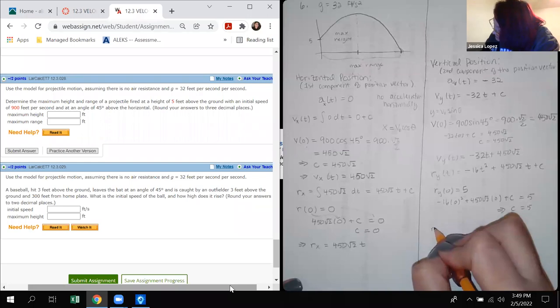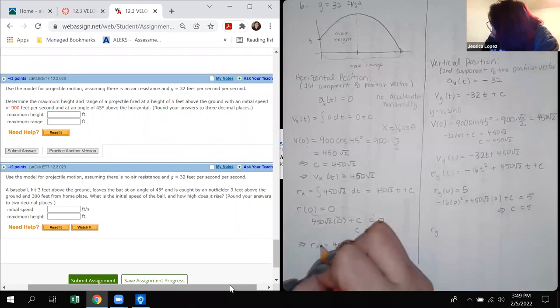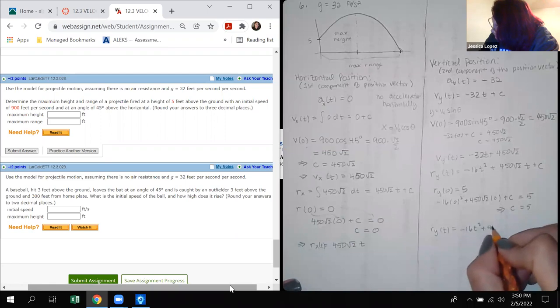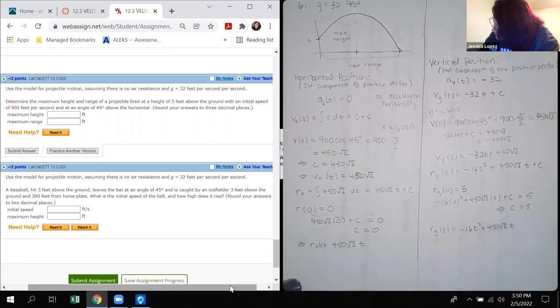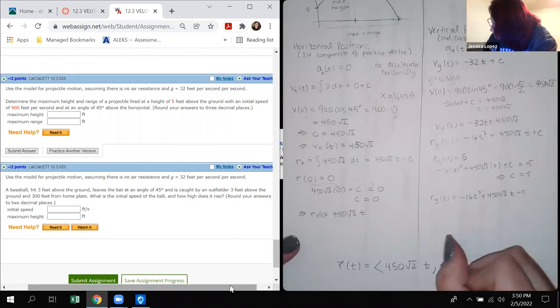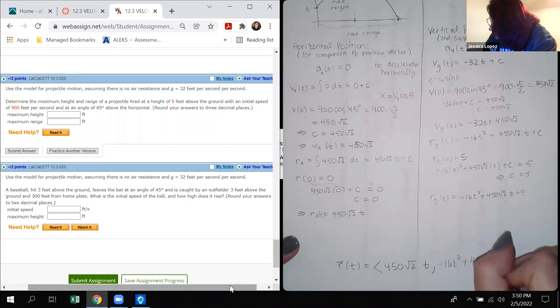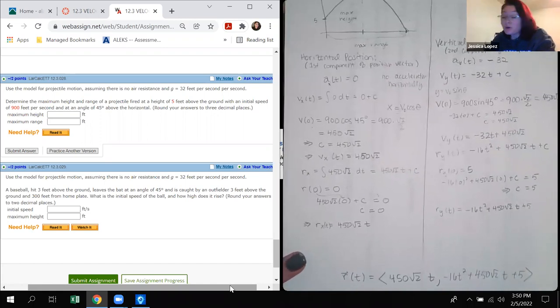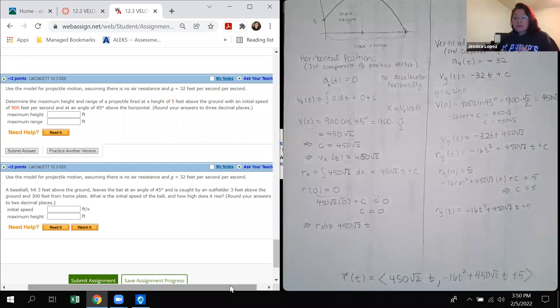And so then what do I get for my position function? I should have put a t there. It's okay though. I get negative 16 t squared plus 450 square root of 2 t, and then my constant, plus 5. And so now I know what goes in this position vector right here. Okay. Now that was a lot of work, but we're not done. We just barely found the piece that normally they would give us and then ask us for this information. So we basically just found what we need to start with. That's what makes this problem really, really long. So I still have to find the max height and I still have to find that max range.